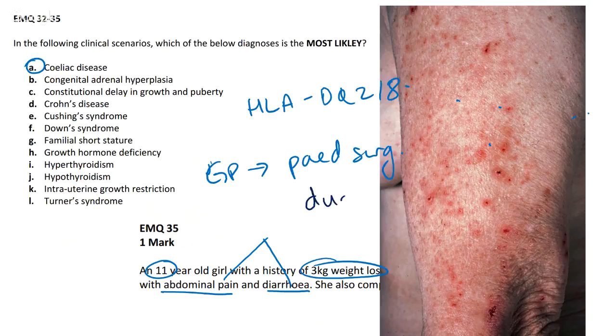Yes, okay. So the GP is not someone who can do that, so they refer them to the paediatric surgery clinic so they can book them in to have a duodenal biopsy. Okay. So duodenal biopsy, because that's how you diagnose it. You get them to eat lots of things that contain gluten for a few weeks. Then you take the biopsy and you look under a microscope to see if it's coeliac or not.